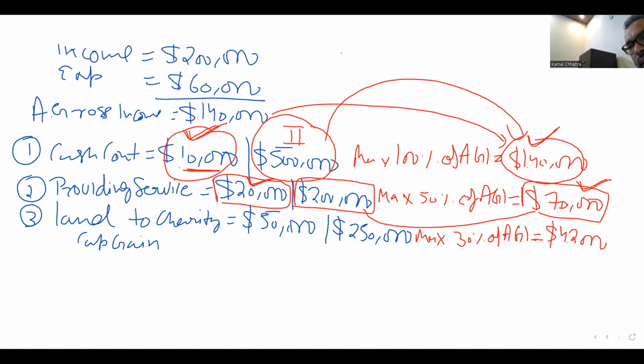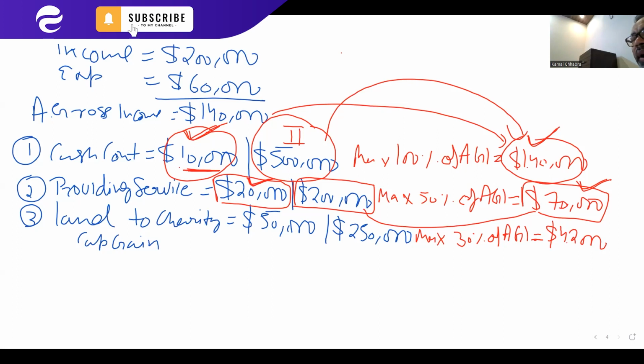What does that mean? For example, let's say you have purchased a land for $100,000 on 1st January 2020 and you have donated that land to a charitable institution, let's say a trust. At the time you donated, the market value of the land was $150,000. If you had sold it to anyone else, you could have sold it for $150,000. So the difference of $50,000 is your capital gain on transfer. We'll discuss that in chapter two, but at a high level, this is the concept.